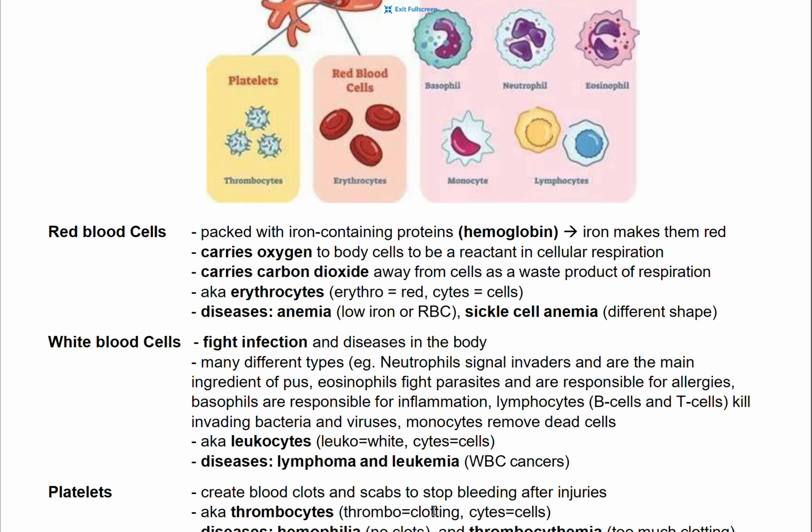So if you have these cancers, you're going to notice that you're getting sick a lot, because your white blood cells are not doing their job. And then when they run a blood test, they'll see that you have way more white blood cells than normal, right? And they might look odd.